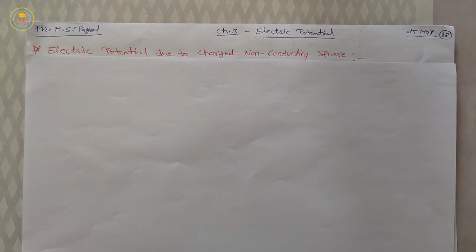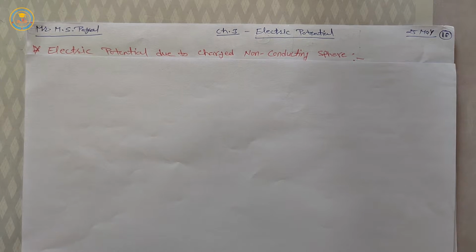Our chapter number 3 is going on, which is electric potential. Yesterday, we discussed electric potential and its calculation. We determined electric potential due to a charged spherical shell and a charged conducting sphere. Today, we calculate electric potential due to a charged non-conducting sphere.